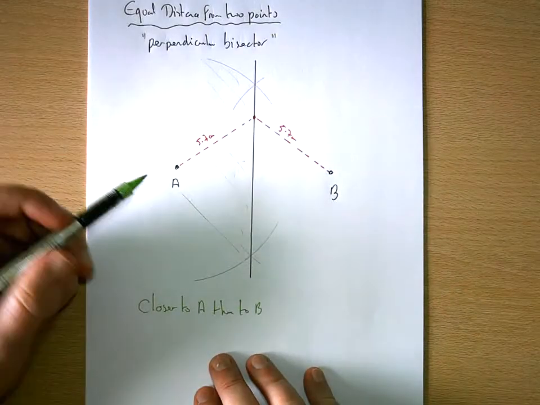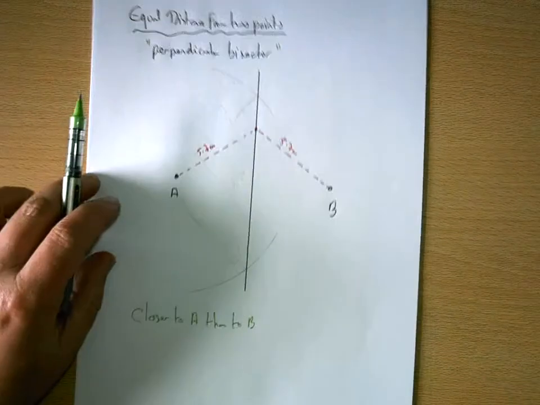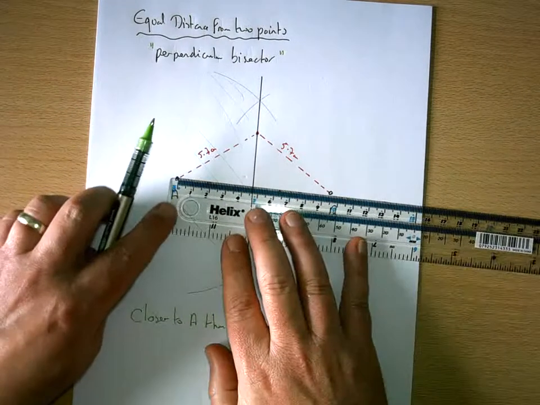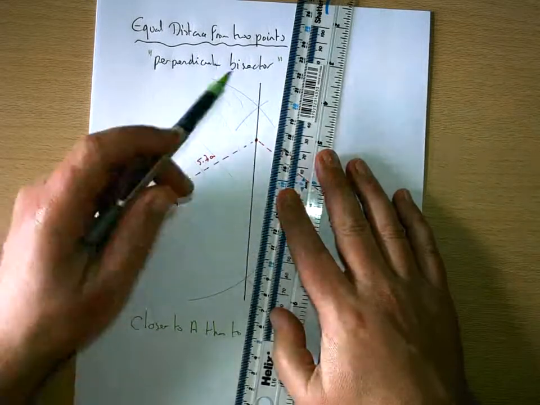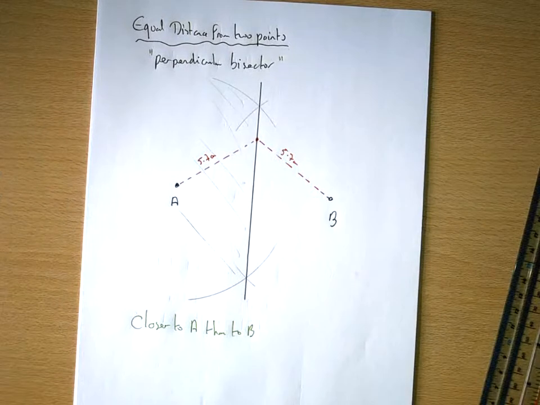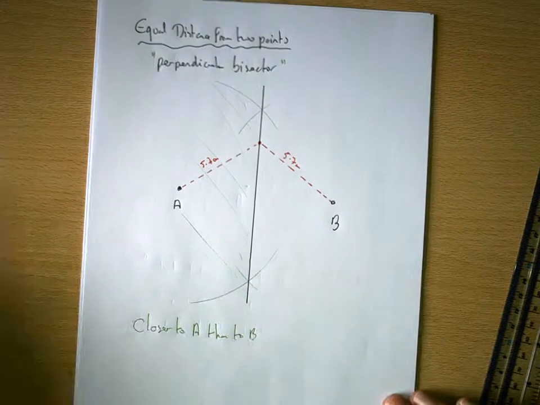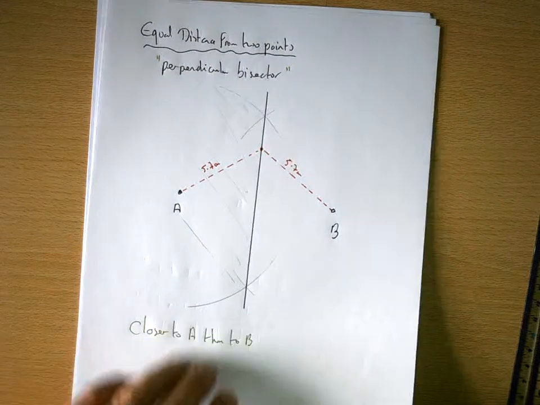If in an exam you can't remember how to construct the perpendicular bisector, then there's nothing wrong with you measuring the distance between the points, dividing it by 2, and making sure that the line that you draw is at right angles to it. But it's a fairly easy construction to make. So that's equal distance from 2 points.